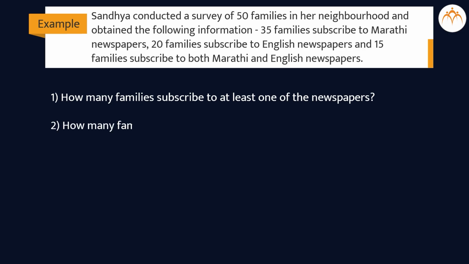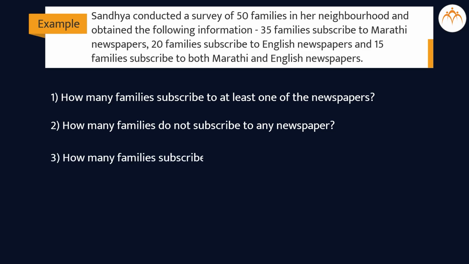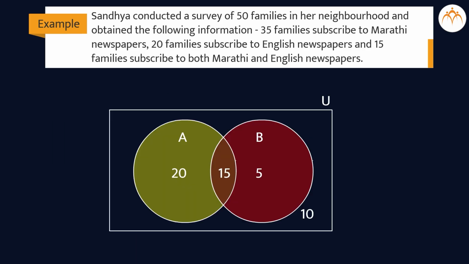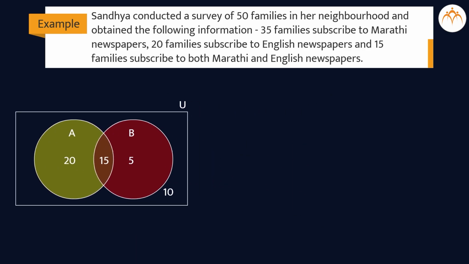How many families do not subscribe to any newspaper? And how many families subscribe only to Marathi newspaper? Let's draw a Venn diagram. Solution: total number of families equal to the universal set U. The total number of families equal to 50. Therefore, number of elements in the universal set equal to 50.